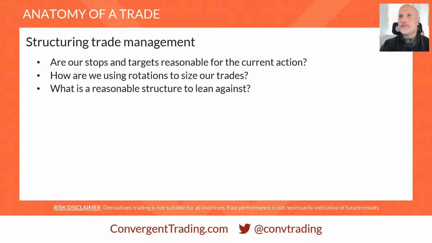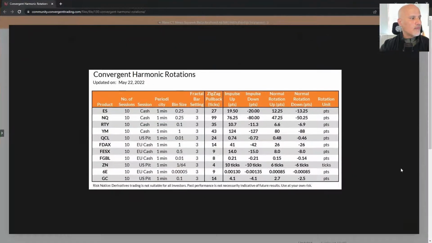Here's what it looks like. These are the rotations from Sunday night's homework. What this is saying is an impulse is now 19.5 points in the ES, 76 points in the NQ. Impulse up, impulse down is 20 points. The normal rotation is 12.25 points. Normally, that normal rotation is about 3 points historically. Imagine that's a lot more volatility than we've had in the past. So it's 12.25 and 13.25 down, 12.25 up, 13.25 down. The pullback statistic is 27 ticks.